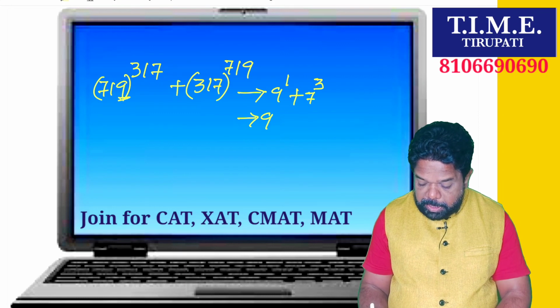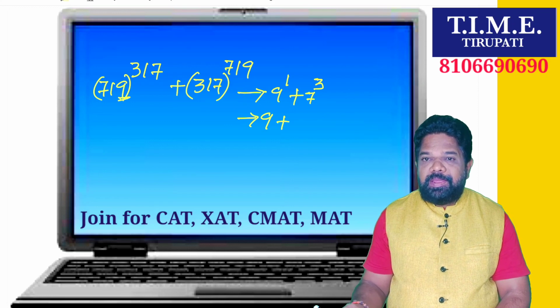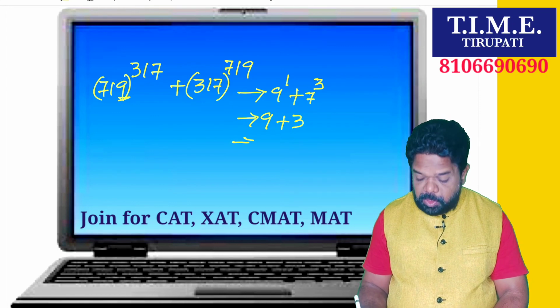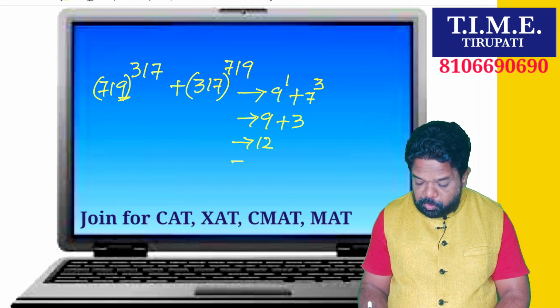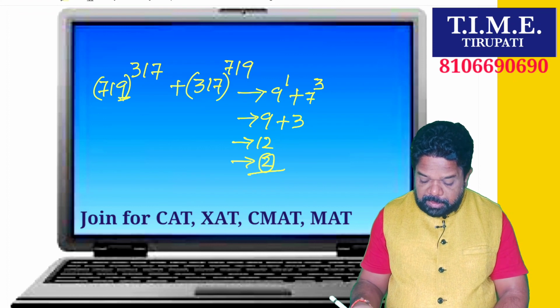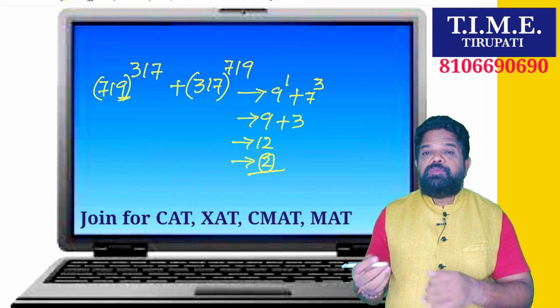Now 9 power 1, units place value is 9, plus 7 cube is 343. In 343, what is the units place value? 3. You consider only the units place value. So 9 plus 3, what is 9 plus 3? 12. In 12, you take only the units place value, which is 2. So for 719 whole power 317 plus 317 whole power 719, 2 is the units place value here.